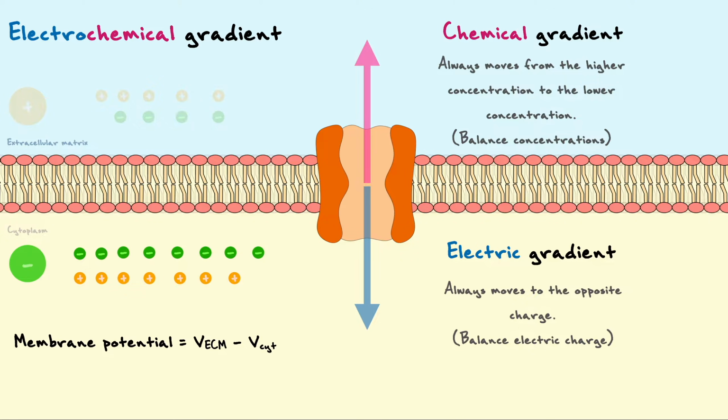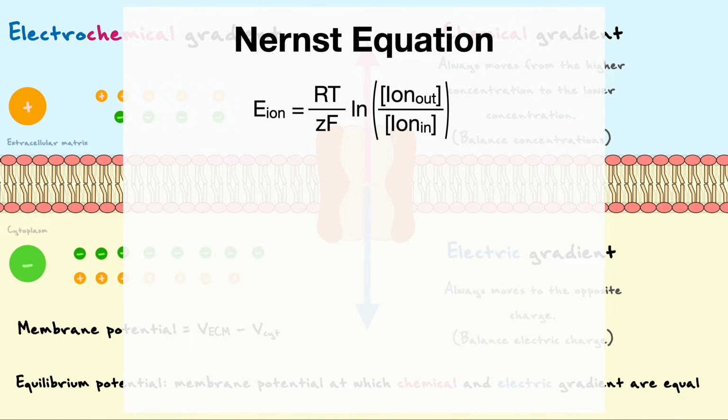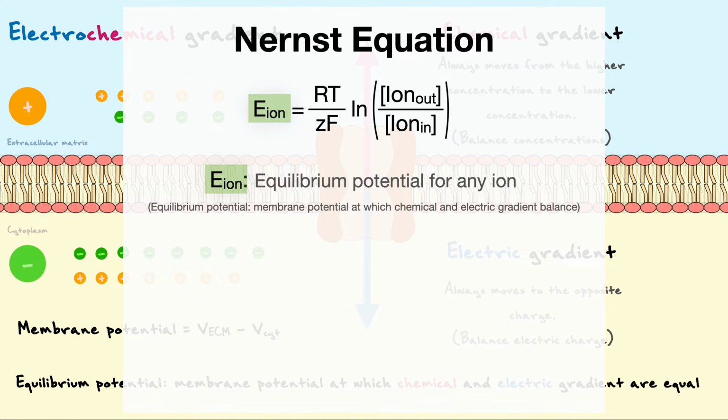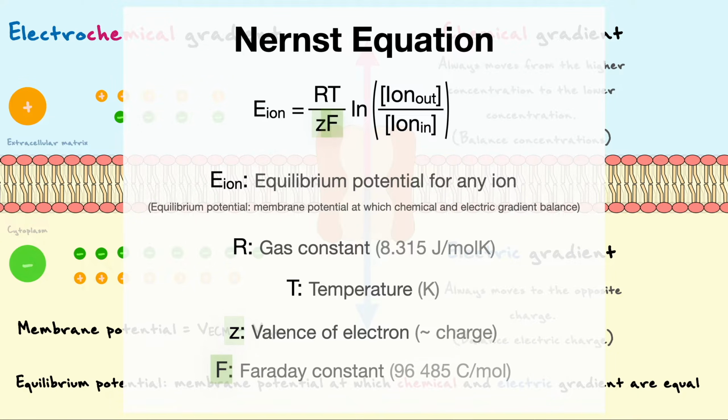In our example here with potassium, we can also establish its equilibrium potential, which is the membrane potential at which the drives from the chemical and the electrical gradients are equal for the ion. The equilibrium potential for any ion can be mathematically computed with the Nernst equation. In this equation, the equilibrium potential for an ion is equal to the gas constant multiplied by the temperature in Kelvin divided by the valence of the ion, which is essentially its charge, multiplied by the Faraday constant, and all of this multiplied by the natural logarithm of the outside concentration of the ion divided by its inside concentration.